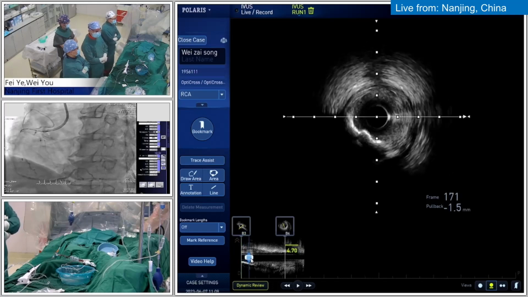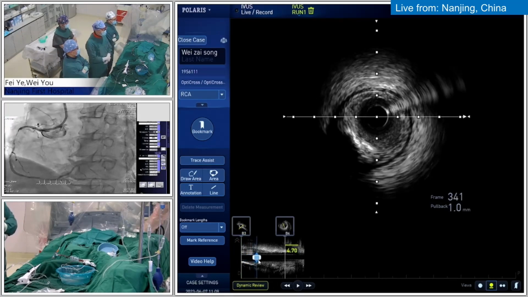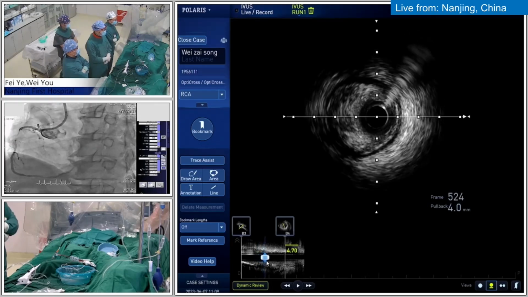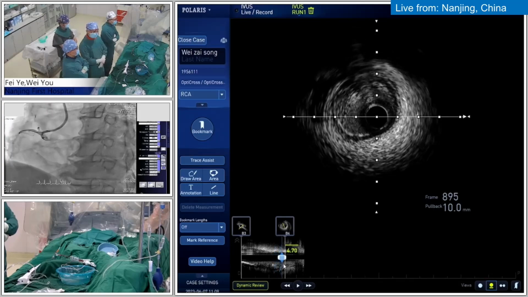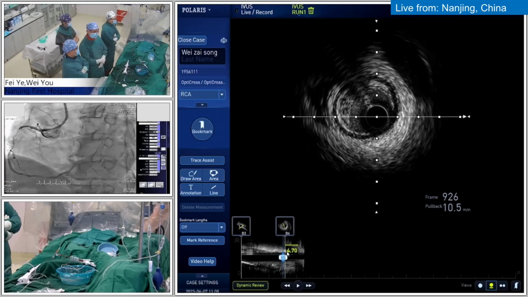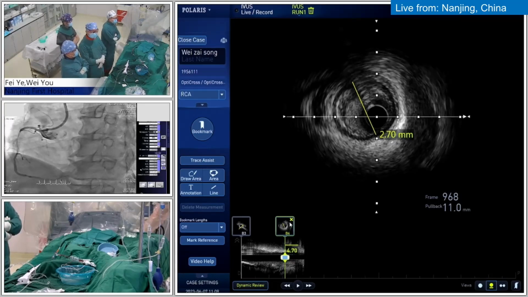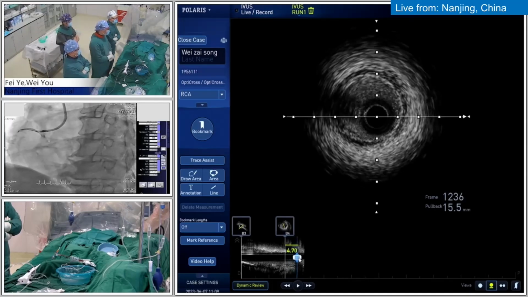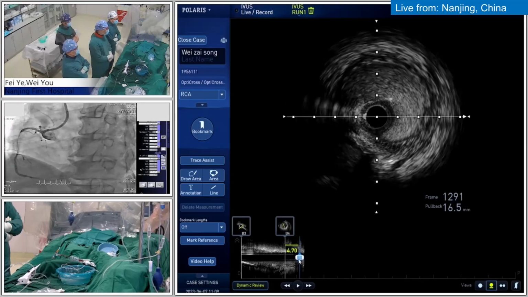So go on, pull back. We can see the calcification angle is about 180 degrees. Go on, pull back. This is the proximal RCA. This is the lift plug. Then go on, near the guiding, we can see the vessel diameter is just 2.7 millimeters. Then pull back, the vessel is about 3.5. Okay, this is the baseline IVUS imaging.